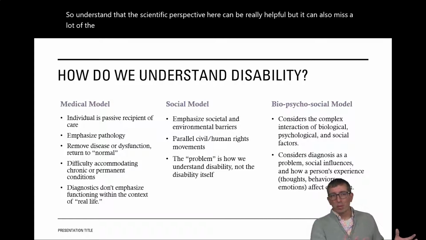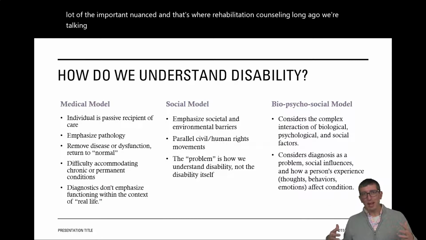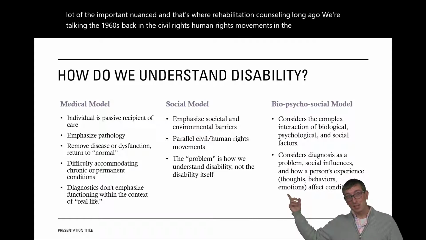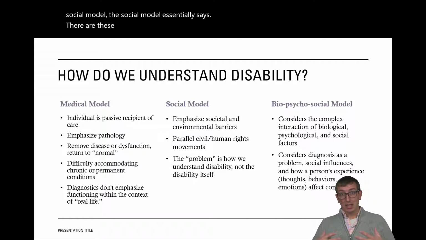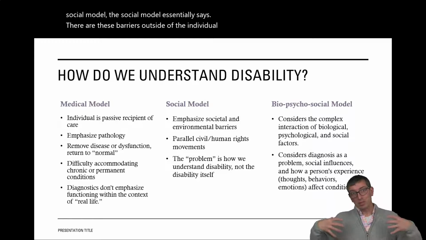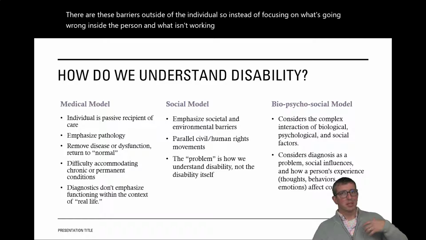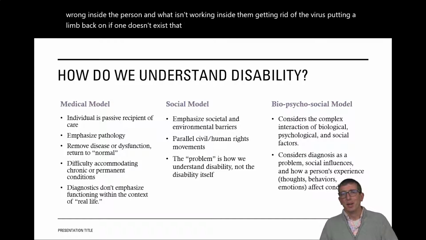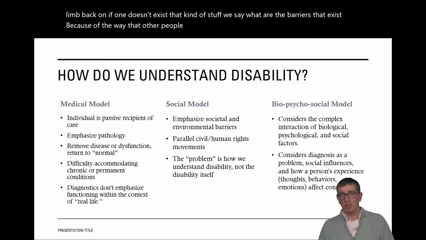And that's where rehabilitation counseling, long ago, we're talking like the 1960s, back in the civil rights, human rights movements in the US, we emphasize the social model. The social model essentially says there are these barriers outside of the individual. So instead of focusing on what's going wrong inside the person and what isn't working inside them, getting rid of the virus, putting a limb back on if one doesn't exist, that kind of stuff, we say, what are the barriers that exist because of the way that other people are seeing that disability?